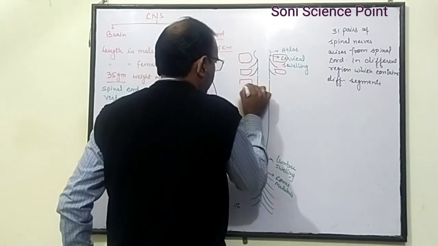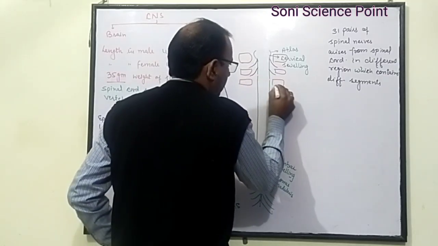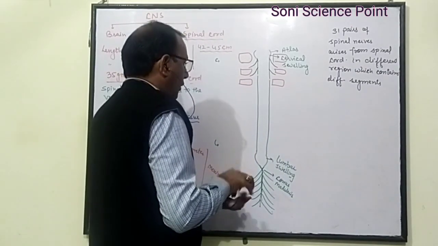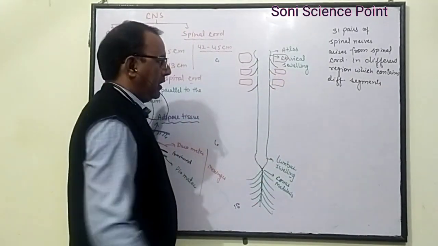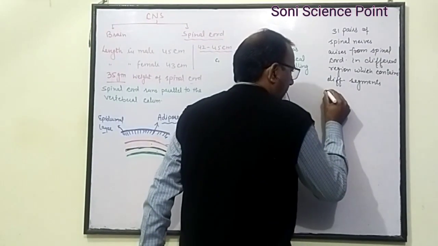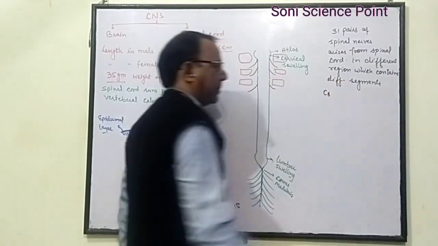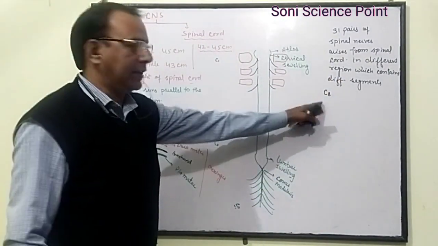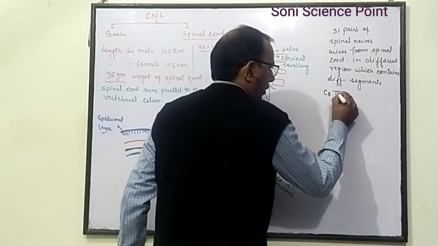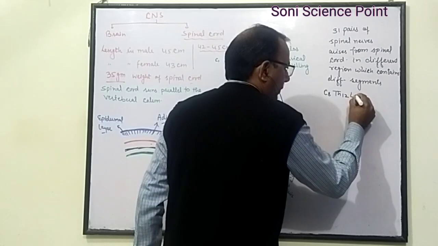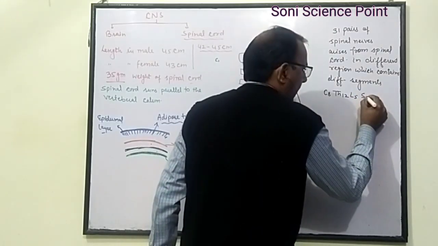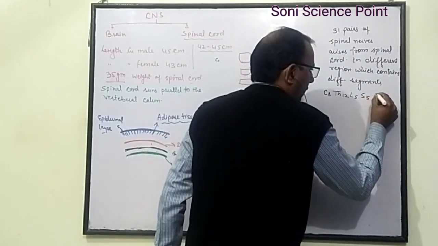The spinal nerves arise between the joints of the spinal vertebral bones. In the cervical region there are 8 segments, in thoracic 12, and lumbar 5, in sacral 5 and 1 in coccyx.